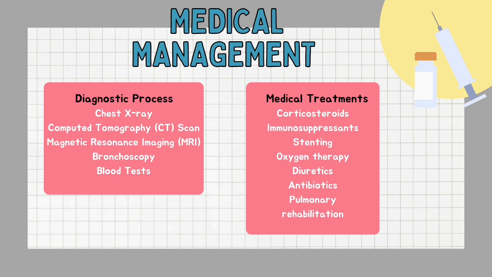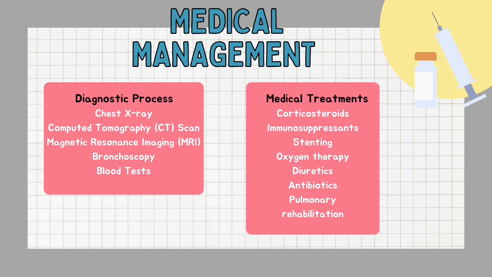So corticosteroids, these medications can reduce inflammation and may temporarily improve symptoms. The immunosuppressants medications may be used to suppress the immune response, but their effectiveness in fibrosing mediastinitis is not well established. Stenting procedure can be used to open narrowed blood vessels or airways. Stenting can help improve blood flow and reduce symptoms like shortness of breath and SVC syndrome.